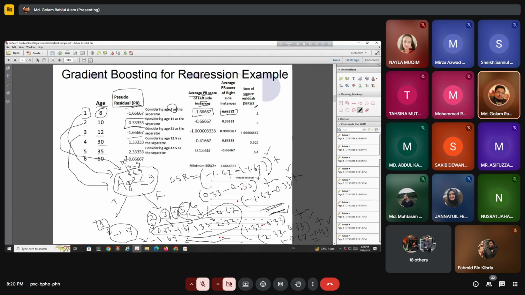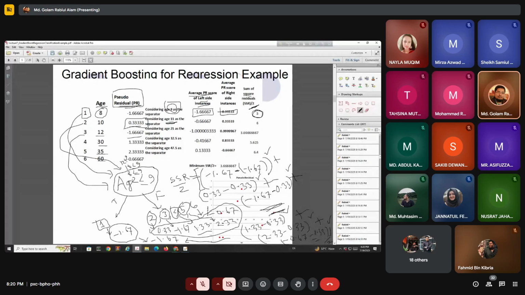So if we do the math, we will get some value. Then we have to divide it by 2. That is SSR by 2. If we divide it by 2, you will get this value, 5. So this is for S less than 9. That means you consider S less than 9 as the splitter, and you got the sum of residuals value as 5. Similarly, we have to consider 11 as the splitter.